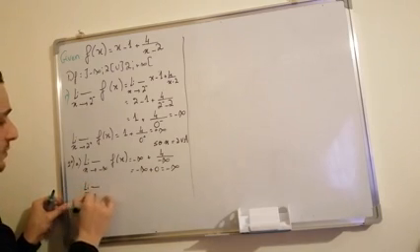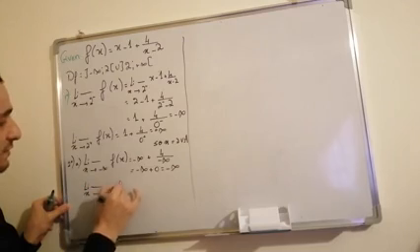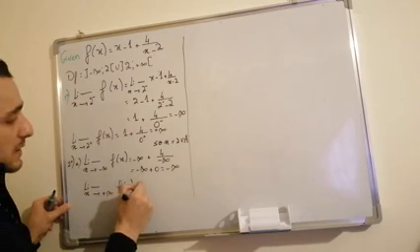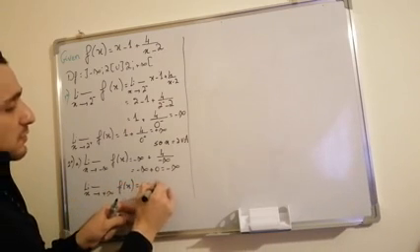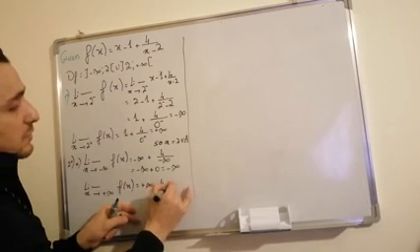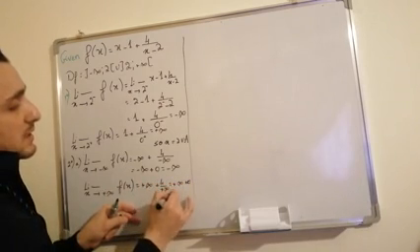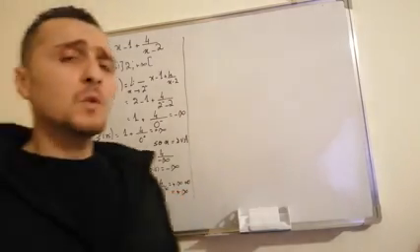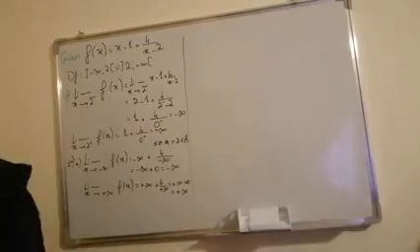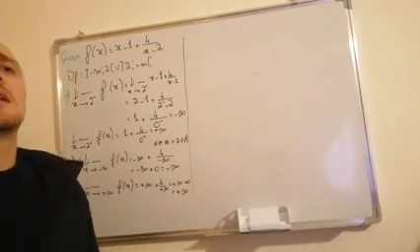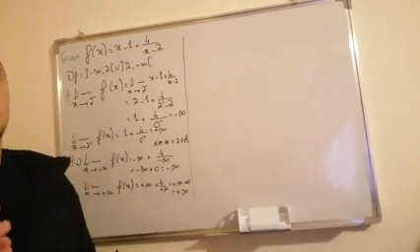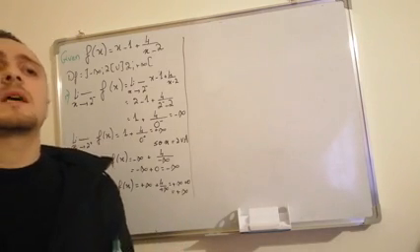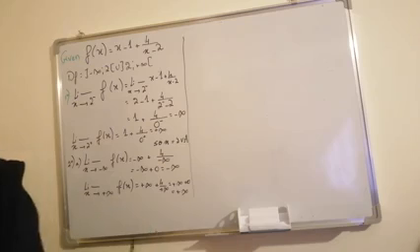Limit when x approaches plus infinity of f of x is equal to plus infinity plus 4 over plus infinity, which is plus infinity plus 0, equal to plus infinity. We know that we have two types of asymptote: if the asymptote is vertical, and the second one is when the asymptote is a horizontal line.